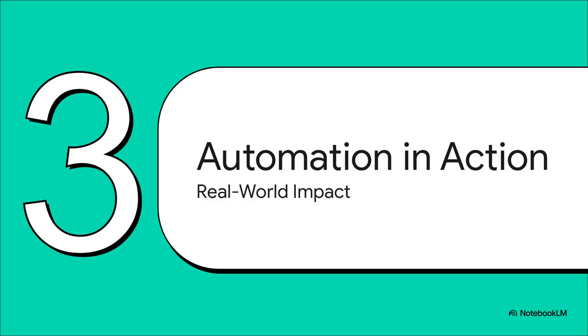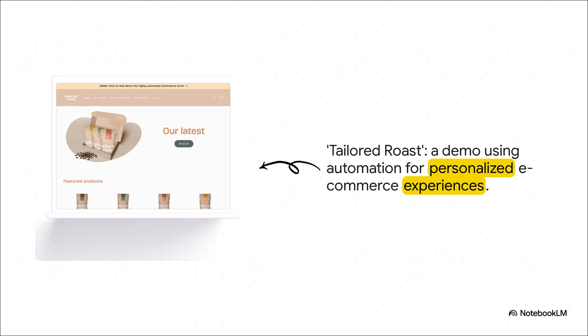All right, so theory is great and all, but what does this power actually look like when you put it to work? Let's dive into a real-world example to see how these automations can lead to some seriously impressive business results. So, meet Tailored Roast. Now, this is a demo coffee company, but it's built to show off a really powerful end-to-end automated system. From the very first moment a customer finds them to way after they make a purchase, automation is just humming along in the background, creating this seamless, totally personalized journey.